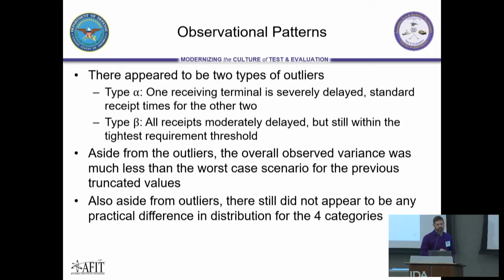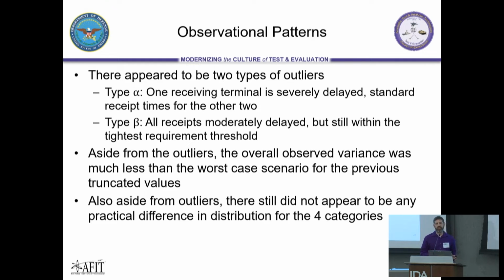Turns out there appeared to be 2 types of outliers. Type alpha, I'll say, is where one receiving terminal was severely delayed, but the other 2 received it in normal time. And then type beta, where all the receiving terminals were moderately delayed, but all really still close to each other with about the same variability between them that they would normally have.